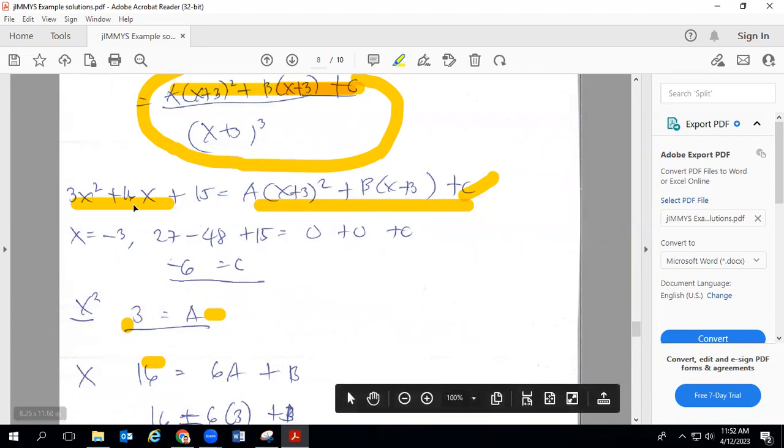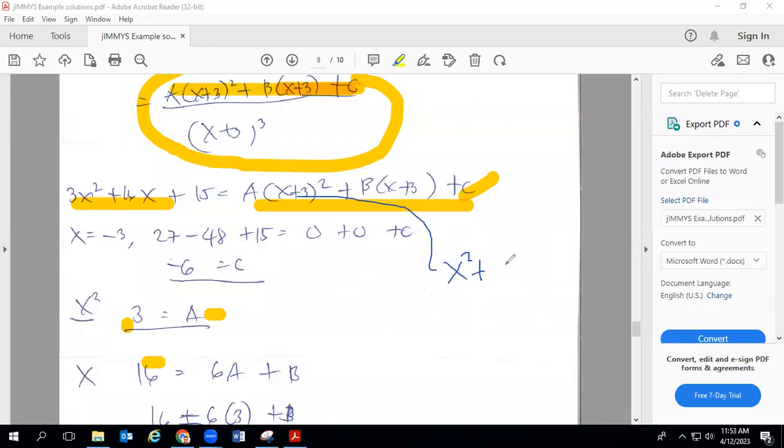Okay, the constant here is 16. If you are going to expand this one, it will become x squared plus 6x plus 9. Multiply by a, so you have 6 times a, because a times 6 will give you 6a. This is the coefficient of x. Here, the coefficient of x is b.